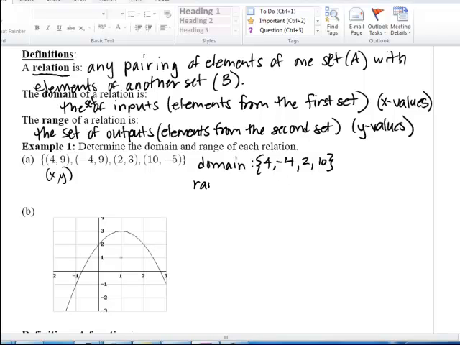And the range is just the list of y values. And we wouldn't list the 9 twice. So we'd say 9 and 3 and -5. And in these sets, the order doesn't make any difference. We're just making a list, so the order could be rearranged, certainly, and that would be fine. We just need a list of all the x values for the domain and a list of all the y values for the range.